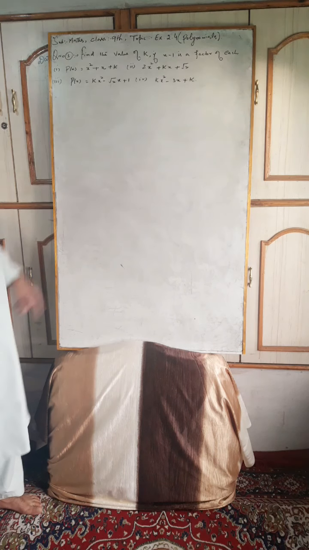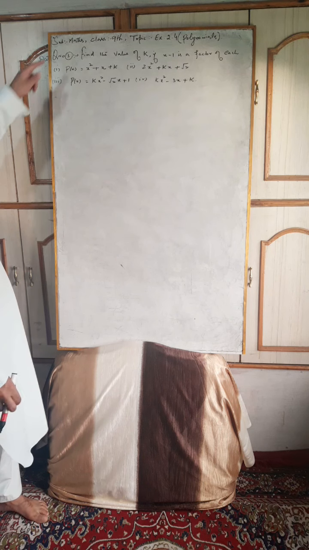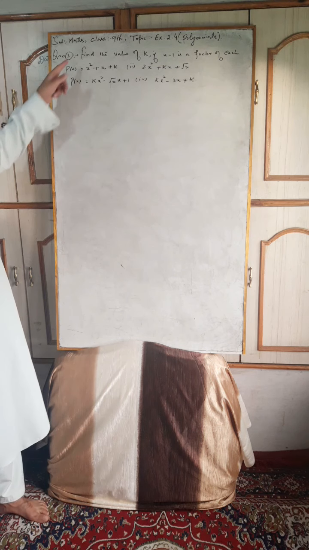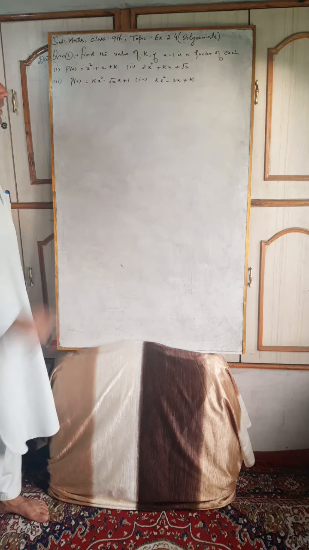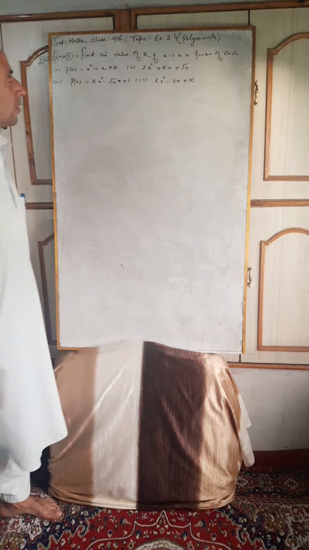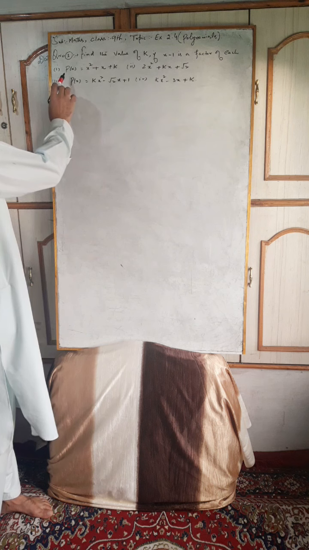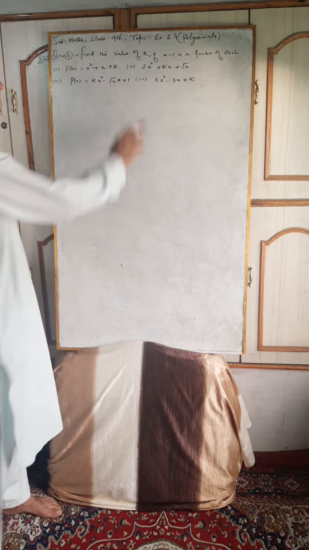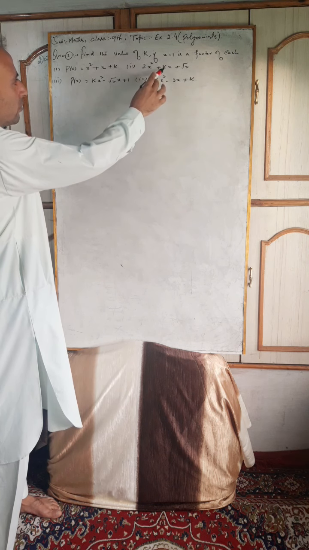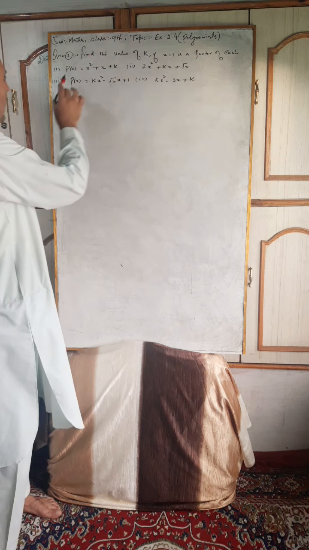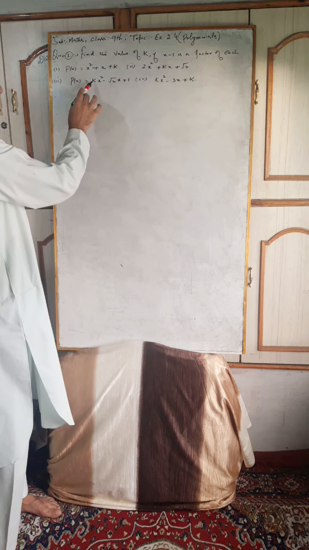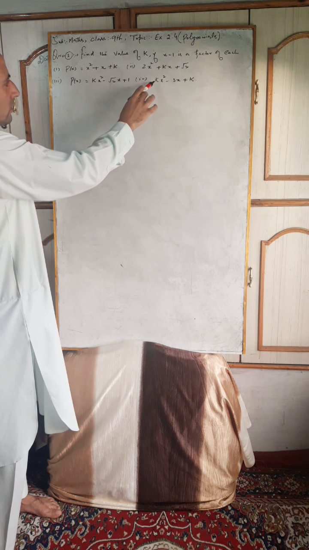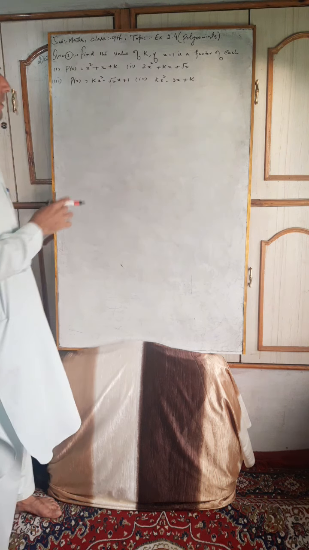Dear students, today we are going to do question number 3 of exercise 2.4. The question is like this: find the value of k if x minus 1 is a factor of each of the following cases. First part is p of x is equal to x square plus x plus k. Second part is p of x is equal to x square plus kx plus under root 2, and the third part is p of x is equal to kx square minus root 2x plus 1, and the fourth part is kx square minus 3x plus k. Solution.